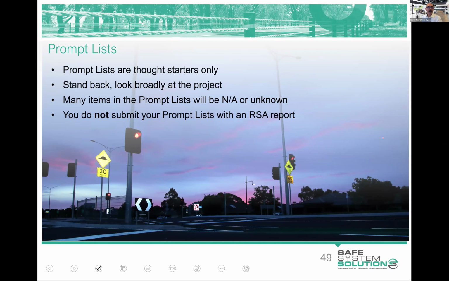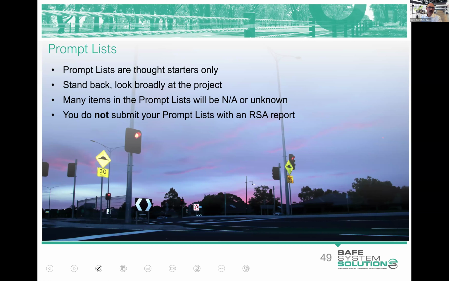So lots of good questions to ensure we're thinking about vulnerable road users as well. So some key points here. The prompt lists are thought starters only. By going through that, you can't guarantee we've thought about everything that needs to be thought about as a road safety auditor, but it really is good as a new auditor to help make sure you've covered a broad spectrum of road safety issues. Just stand back though and look at the scheme and say, how are people going to be killed and seriously injured here when they build this?